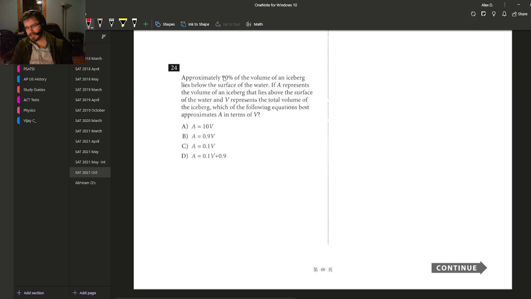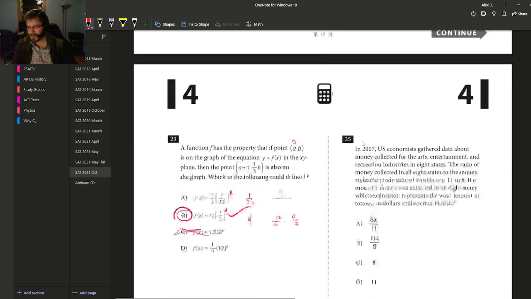Linear functions, 90% of the volume. V versus total volume. A is the volume that is above the surface. A is equal to 10% of the volume. Because 90% is below, A is the volume that is above. V is the total volume, so A is 10% of the volume.